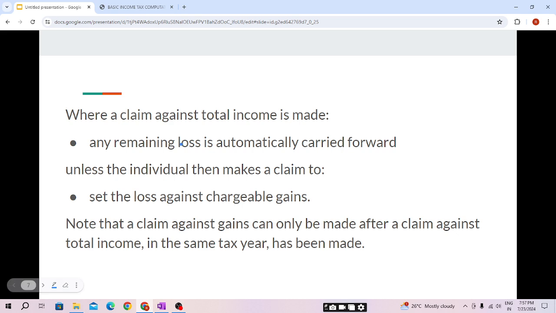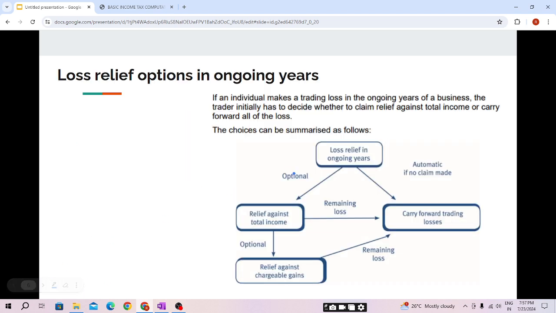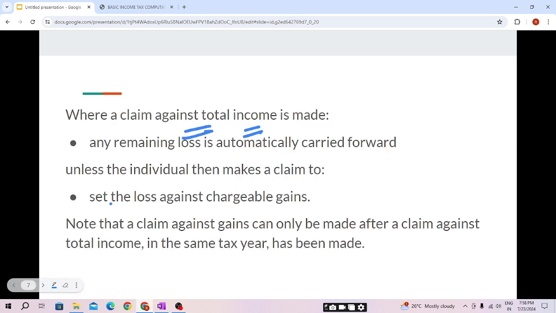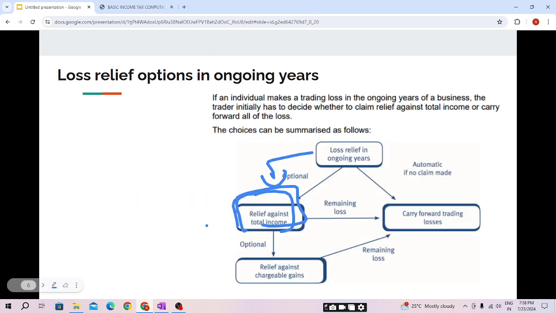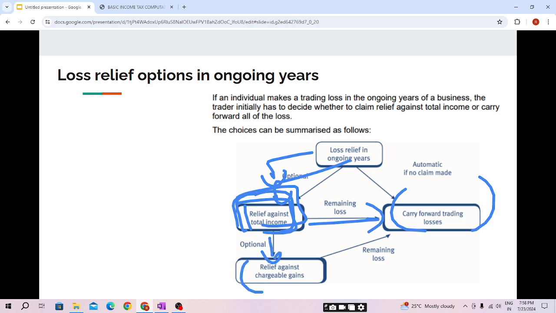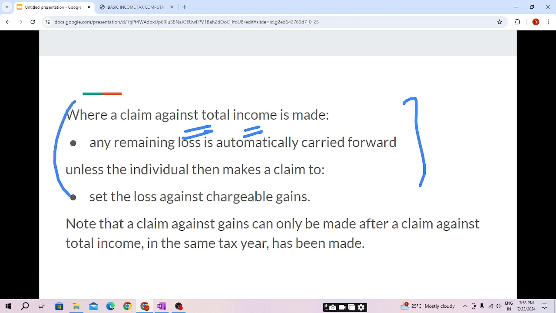So this means, students, where a claim against total income is made, that is, first we have made option 1, any remaining loss is automatically carried forward. First we select option number 1. If we have claimed this, then automatically it will be carried forward unless the individual selects this option. If the individual selects to set off against the chargeable gain, then it will be set off against the chargeable gain, then the remaining loss will be carried forward. This statement explains the whole flow chart.